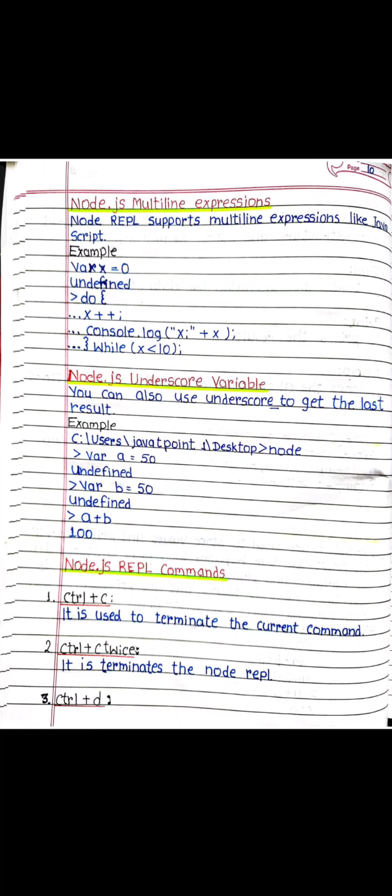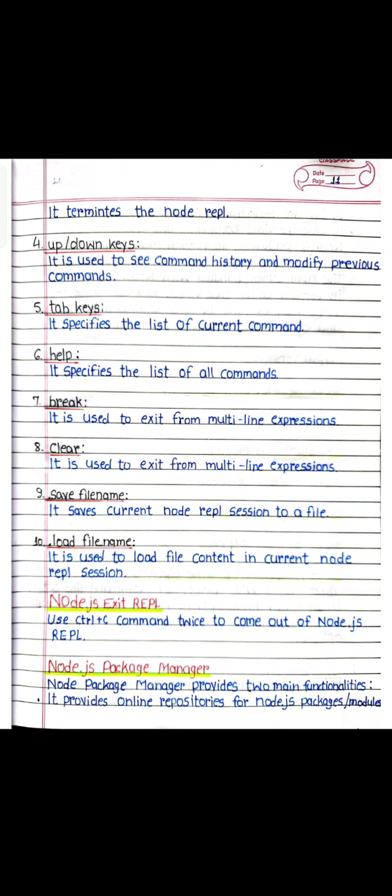Node.js REPL commands. Ctrl+C: it is used to terminate the current command. Ctrl+C twice: it terminates the Node REPL. Ctrl+D: it terminates the Node REPL. Up/Down keys are used to see the command history and modify previous commands. Tab key: it specifies the list of current commands. It helps to specify the list of all commands. .break: it is used to exit from multi-line expressions. .clear: it is used to exit from multi-line expressions.